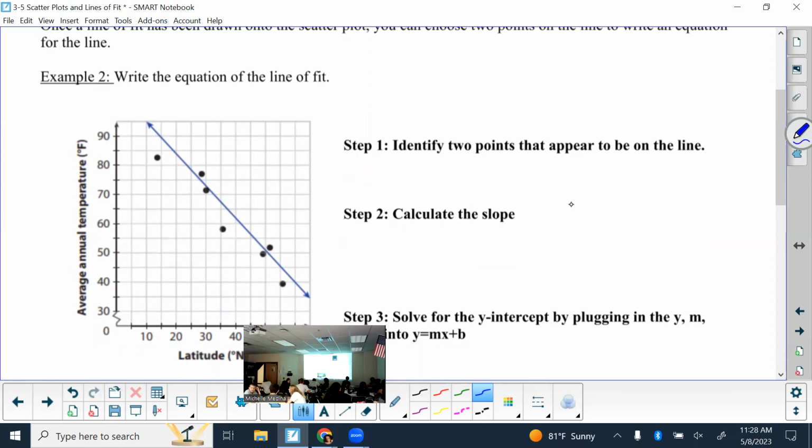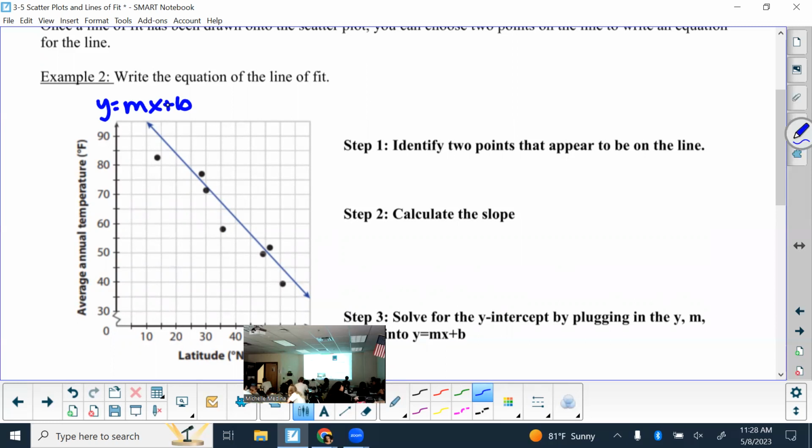Slope. Intercept. Yes, slope-intercept form is all of our straight lines, right? y equals mx plus b.